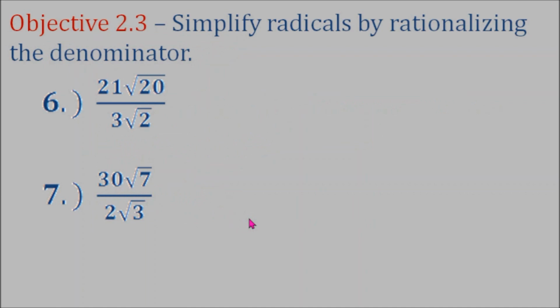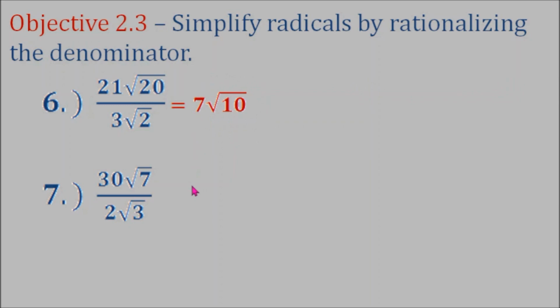Objective number 3. Simplify radicals by rationalizing the denominator. So example number 6, 21 square root of 20 over 3 times square root of 2. First, numerical coefficients. We have 21 divided by 3 is 7, and then square root of 20 divided by square root of 2 is square root of 10. So we don't have a radical in the denominator, so this is the simplest form.